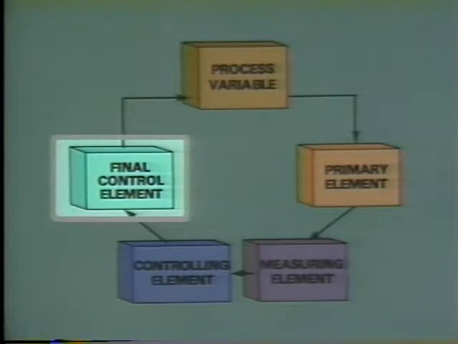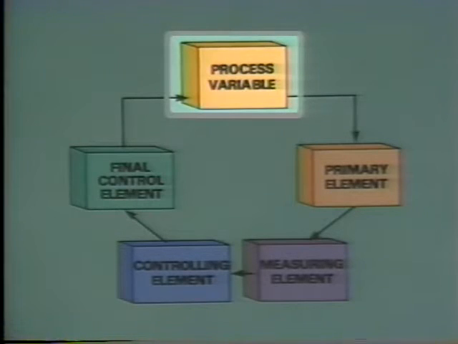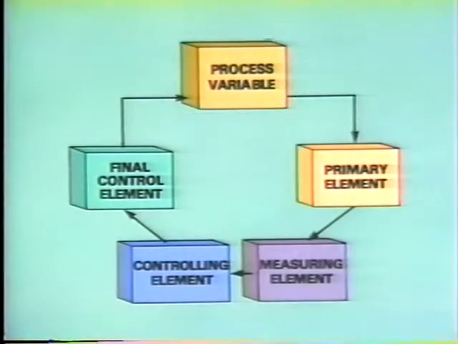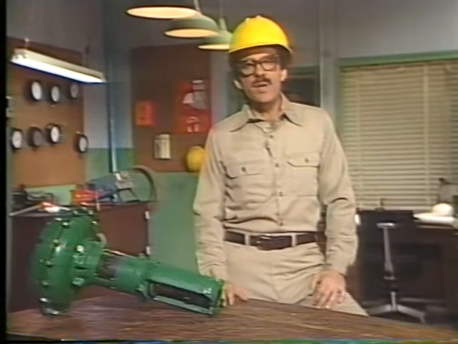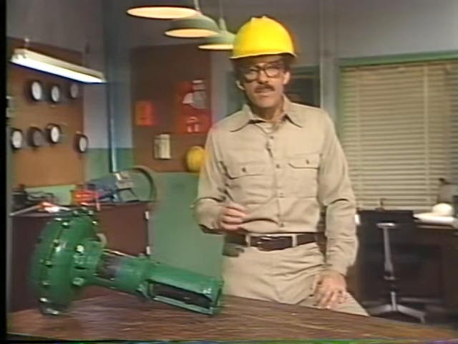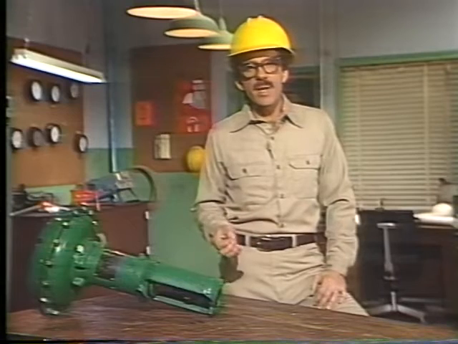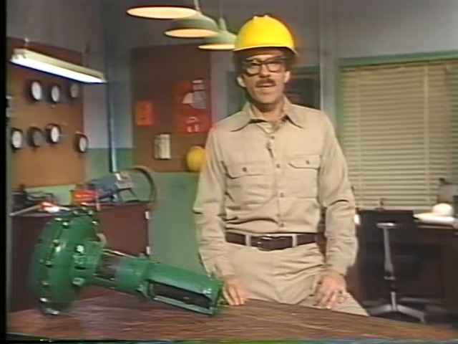The final control element is a mechanism that converts the signal from the controlling element to a corrective action that affects the process variable and returns it to or keeps it near set point. So, the four elements normally found in a control system are a primary, measuring, controlling, and final control element.